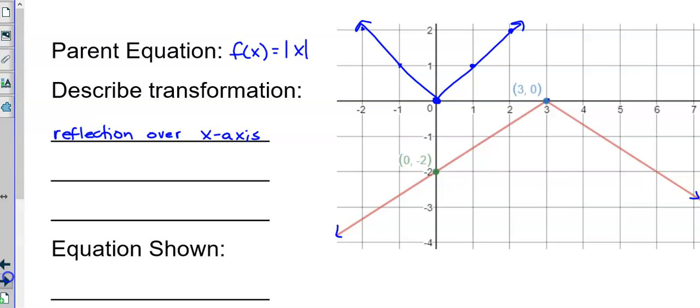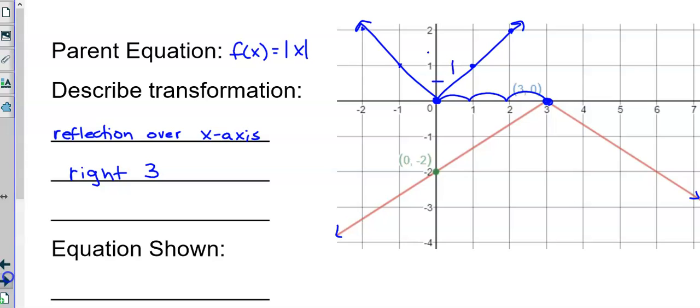So here's where our vertex was, here's where it is now. It went to the right 3. And then this one definitely looks fatter than it used to, so it has some sort of stretch going on. I'm going to use a vertical stretch once again.